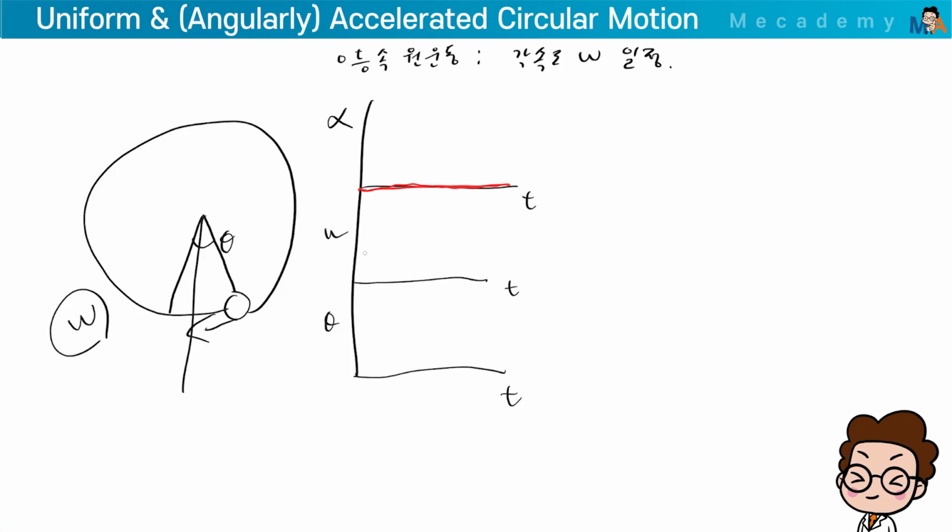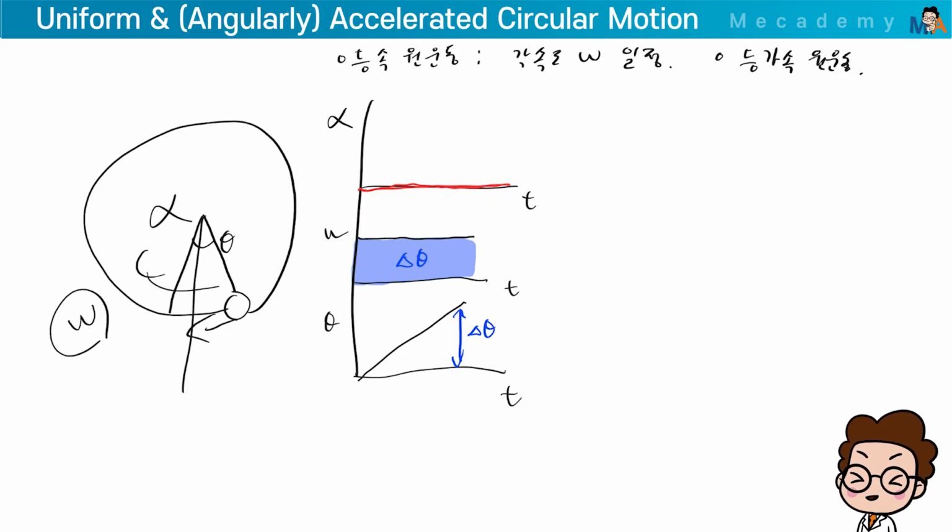Then, since omega is constant, the omega-t graph becomes a constant function, and the theta-t graph becomes a first-order function. So this area is delta theta, right? Then this height is delta theta, right? And that's really all there is to it. In circular motion problems, the probability of uniform circular motion showing up is almost 90%. Next up, what is uniformly accelerated circular motion? It's the second type we'll cover. The angular velocity is gradually increasing, meaning there is angular acceleration. With angular acceleration alpha, the angular velocity omega changes over time.